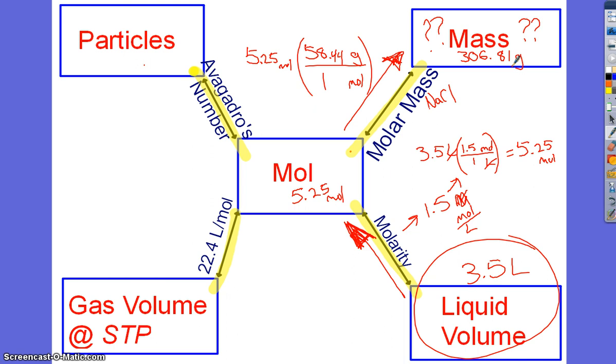Now once I'm done, I check my significant figures. In significant figures, I had 2 significant figures to start with, and so instead of 306.81, I'm going to have 310 grams as my final answer.